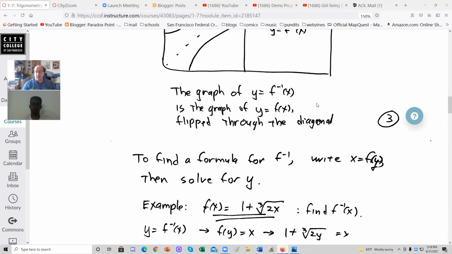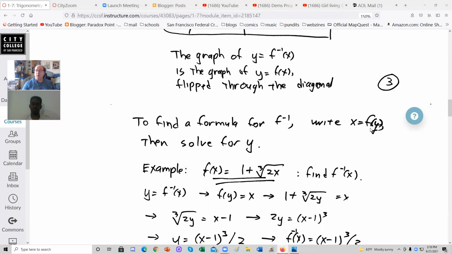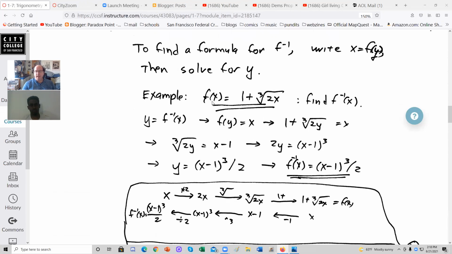To find a formula for f inverse, we start by writing x equals f of y and then solve for y. So finding an inverse function is basically an algebra problem. Solve for y in x equals f of y. For example, f of x equals 1 plus the cube root of 2x. This is a function that takes a number, doubles it, takes the cube root, then adds 1. Find f inverse. Well, if y equals f inverse of x, then f of y equals x by definition of inverse. Plugging y into this formula, you get 1 plus the cube root of 2y equals x. Now we just solve for y.